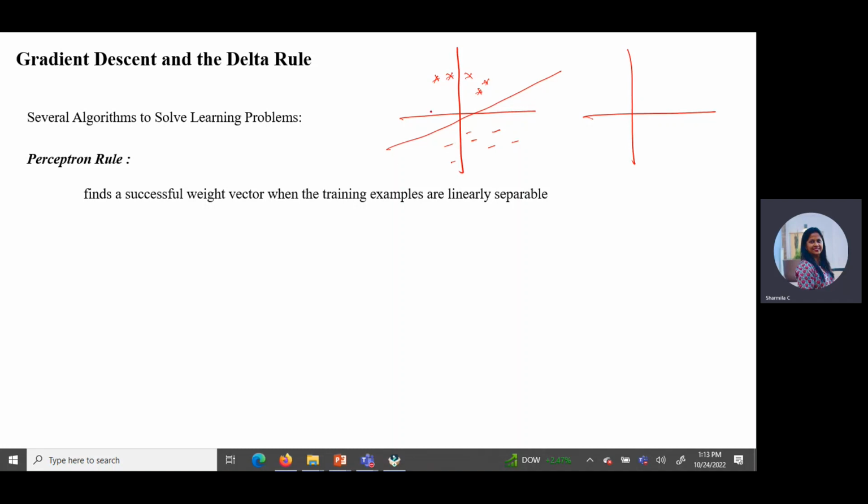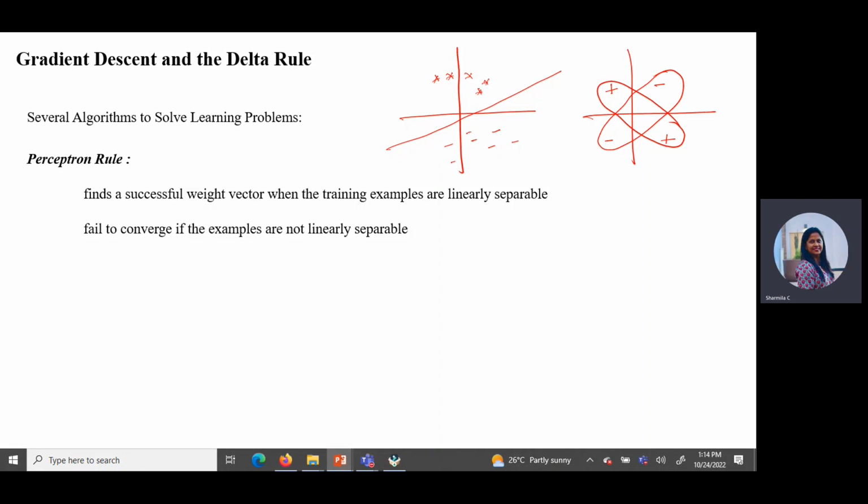So these types of training examples are called linearly separable, whereas there exist some data points which are not linearly separable, because of these two data points. So we need something which is going to classify these separately and these together as one group. There the training examples are linearly not separable. Here the training examples are linearly separable. So the perceptron rule works fine for training examples that are linearly separable, but not for those which are not linearly separable. That is, it fails to converge if the examples are not linearly separable.